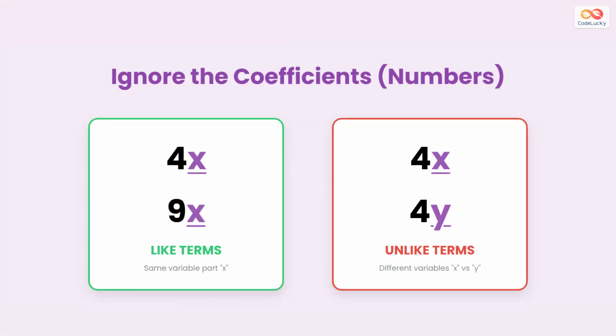When checking for like terms, there is one part you should ignore: the coefficient, or the number in front. Identifying like terms is all about the variable part. Notice here how 4x and 9x are like terms because they both share the variable x. However, 4x and 4y are unlike terms because the variables x and y are different.